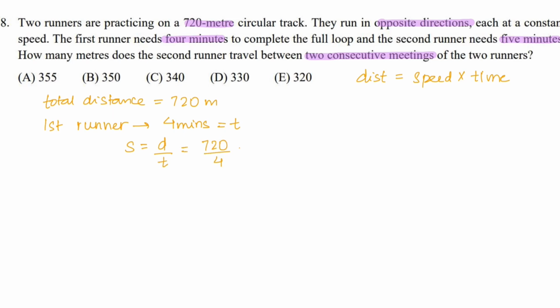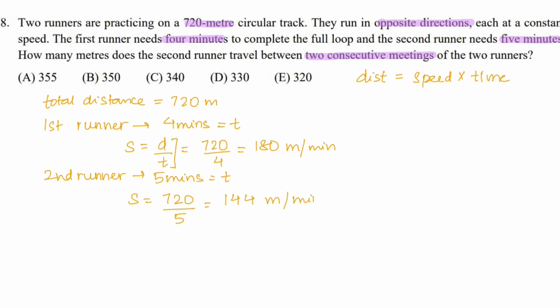So for the second runner, they are taking 5 minutes, right? So speed is going to be 720 over 5 using the same formula that we used before, and that's 144 meters per minute. Okay, so now we know their speed, but we still don't know after how long they're going to meet. Because they're going in opposite direction, we will be adding their speed to figure out how fast they're traveling to complete one full loop.